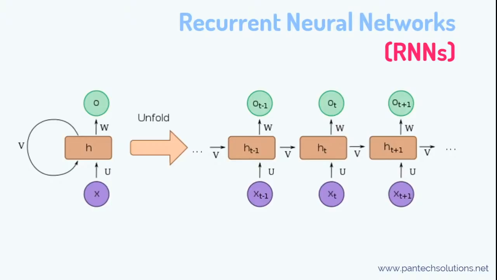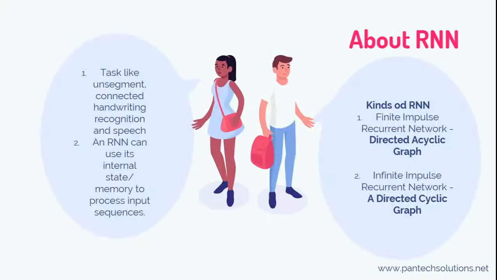The same thing applies to a recurrent neural network. It works on past data, that is the last neuron data and the present neuron data. If the last neuron data is higher than the present neuron data, the last neuron data is taken. If the last neuron data is lower than the present neuron data, the present neuron data is passed to the next neuron. That is called a recurrent neural network. RNN is used for tasks like unsegmented connected handwriting recognition and speech recognition.